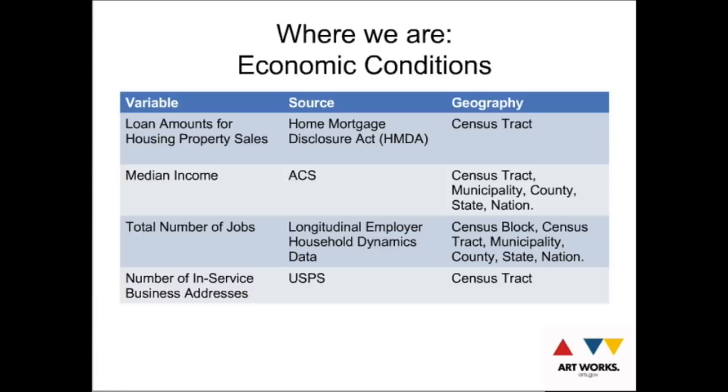We intend to use median income as a measure of economic well-being among people living in a place, but it may also help to frame the owner occupancy measures described earlier, thus giving us a little better handle on displacement and gentrification, which are important issues for us to be conscious of. Total number of jobs in an area is one measure of the size of the area's overall economy, as is the number of in-service business addresses, which we think captures a related dimension of that concept.